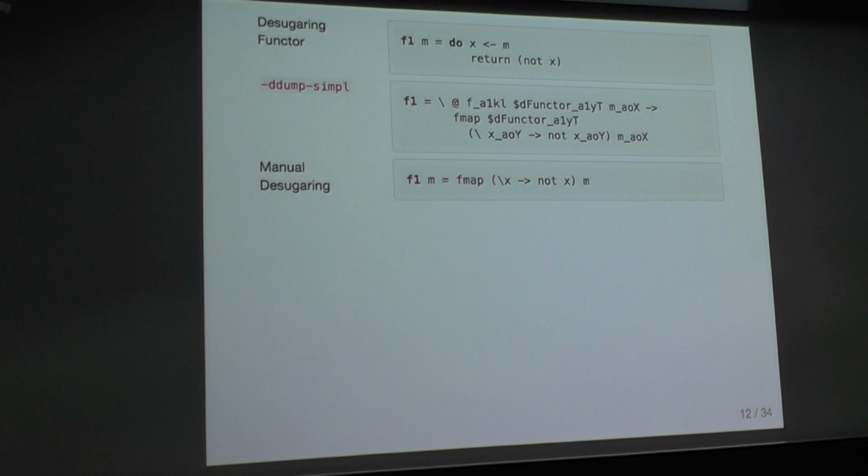So it's actually this function. If you manually desugar, this would be the same. What I show you here compiles to the same core code as the one with do notation.